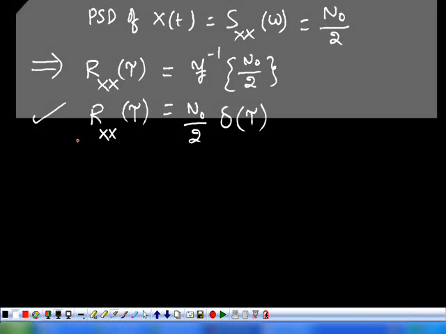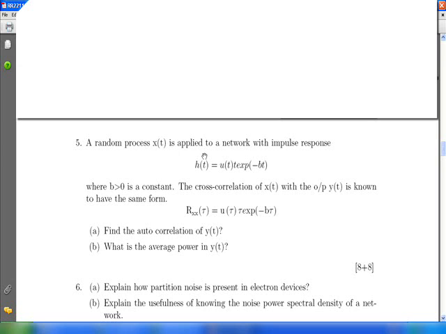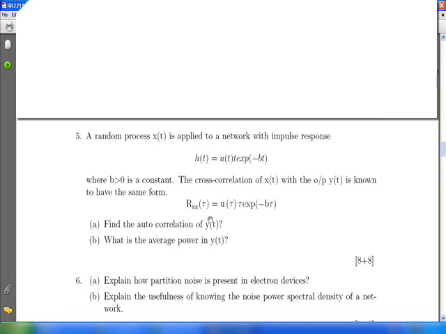The random process X of t is applied to a network with impulse response h of t. The cross correlation of X of t with the output Y of t is known to have the same form. Find the autocorrelation of Y of t. What is the average power in Y of t? How can you find the average power? Expectation of Y square of t is the average power, or RYY of 0. Try to solve these problems.